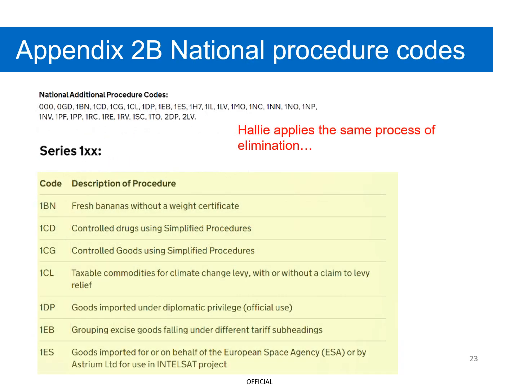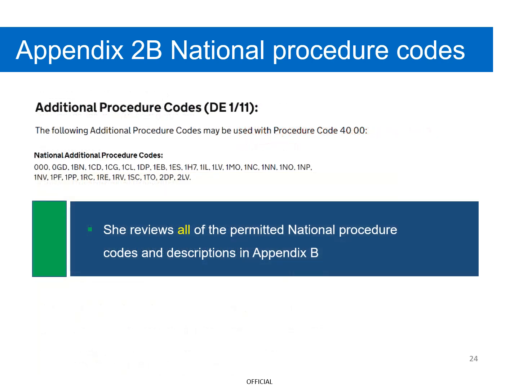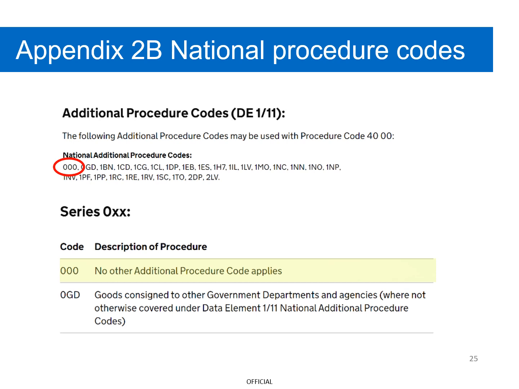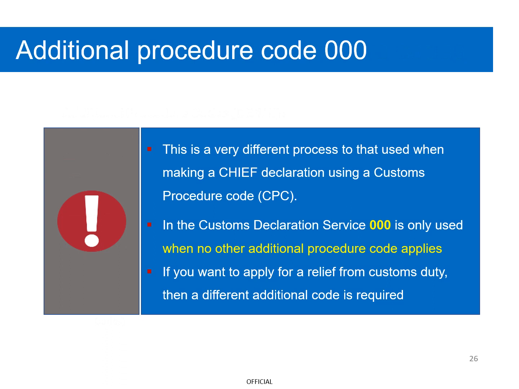Hallie continues the same process of elimination for every permitted national code in Appendix 2B. Hallie reviews all the permitted national procedure codes and descriptions in Appendix 2B. The only code that Hallie's declaration relates to is 000, which is when no other additional procedure code applies.